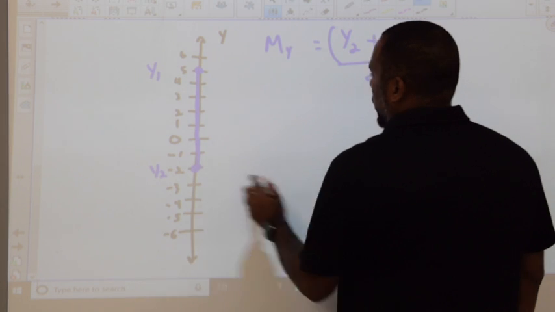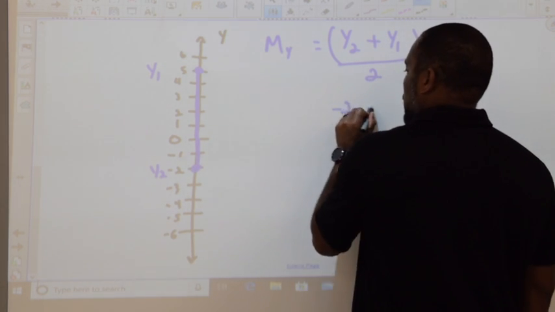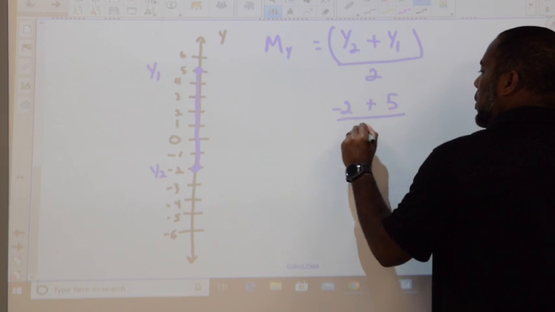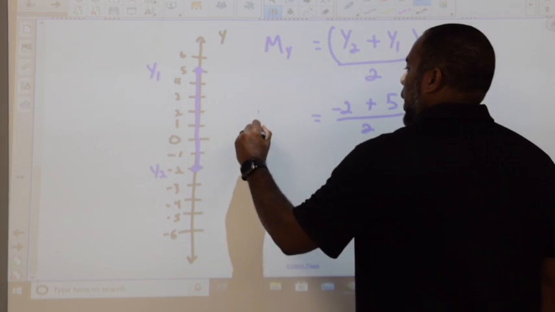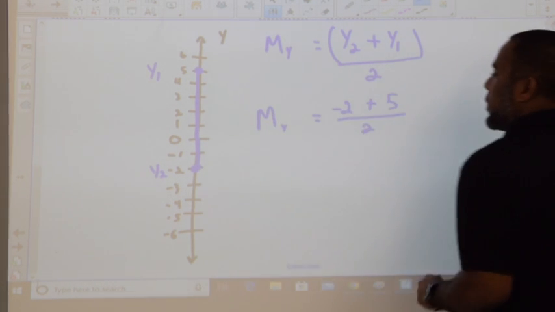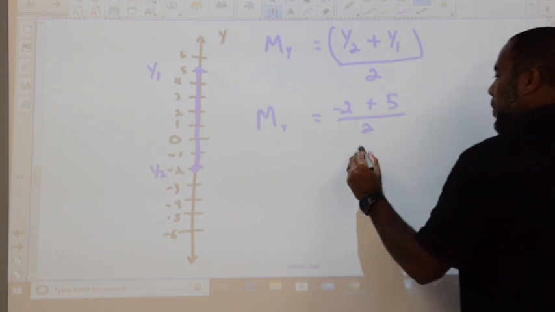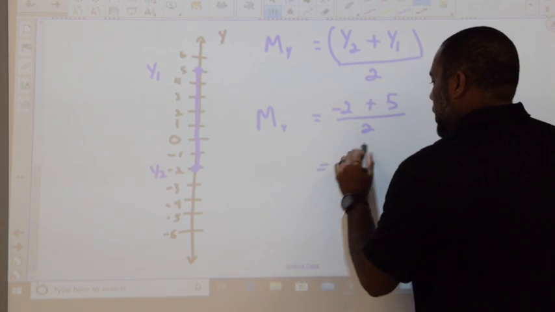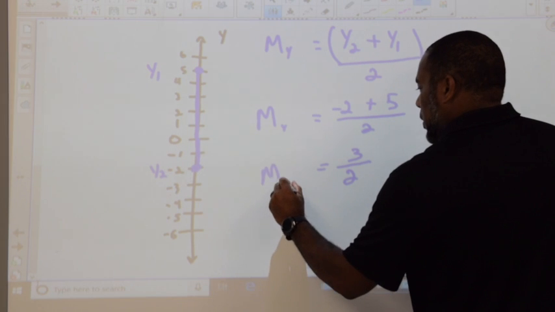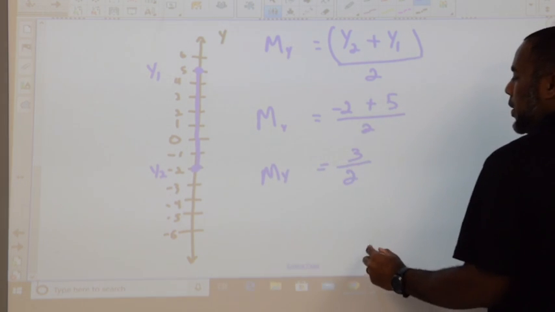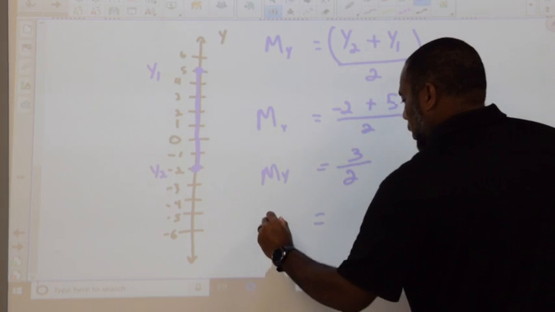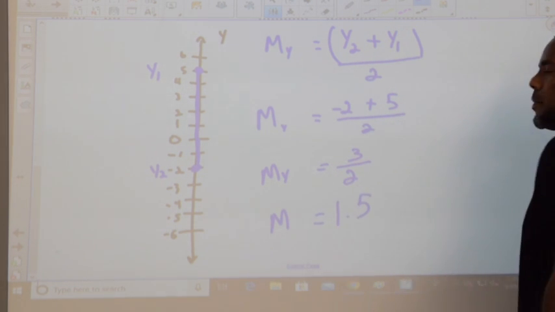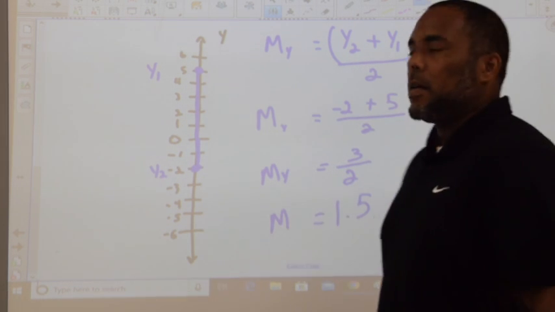So I can say y2 is -2 plus 5 over 2 is equal to the middle in the y-axis. -2 plus 5 is 3 over 2. I can put this into my calculator or simplify this down to the middle in the y direction is 1.5. So pretty simple right there.